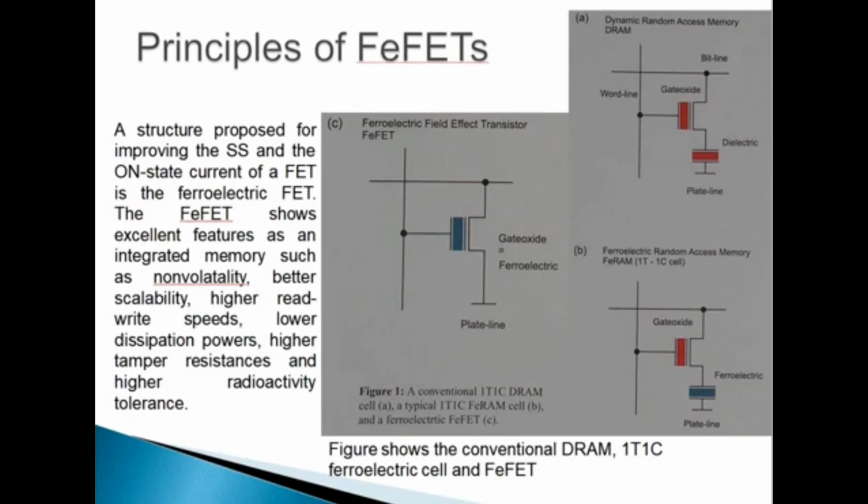The figure shows the conventional ferroelectric structures. The first one, A, is the dynamic random access memory, DRAM. The second is the ferroelectric random access memory, that is, the one transistor, one capacitor approach. And the third one is the most important, which we will discuss in the next slide: the ferroelectric field effect transistor, in which the gate oxide is replaced by a ferroelectric material or insulator.